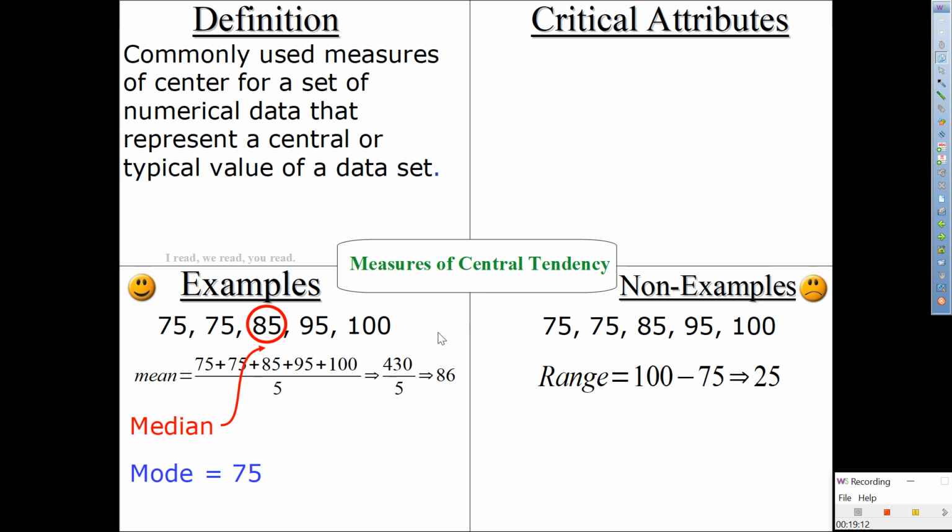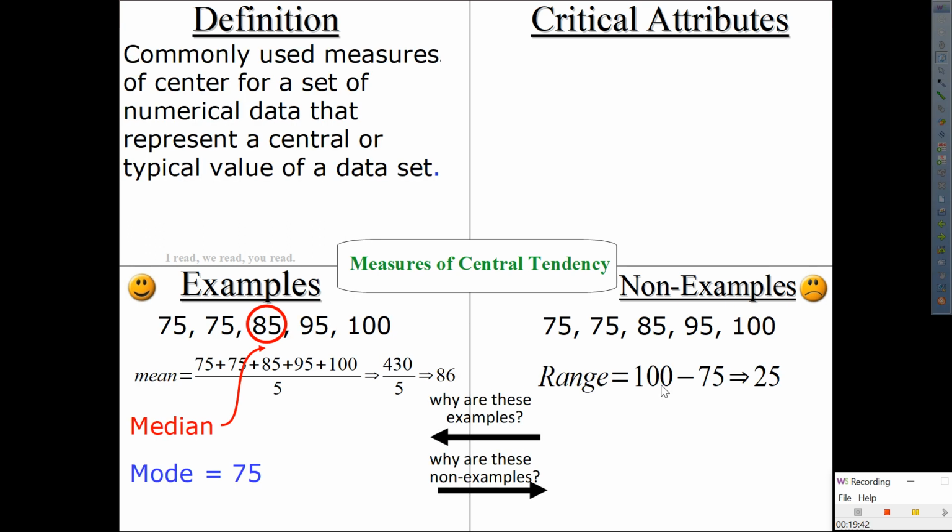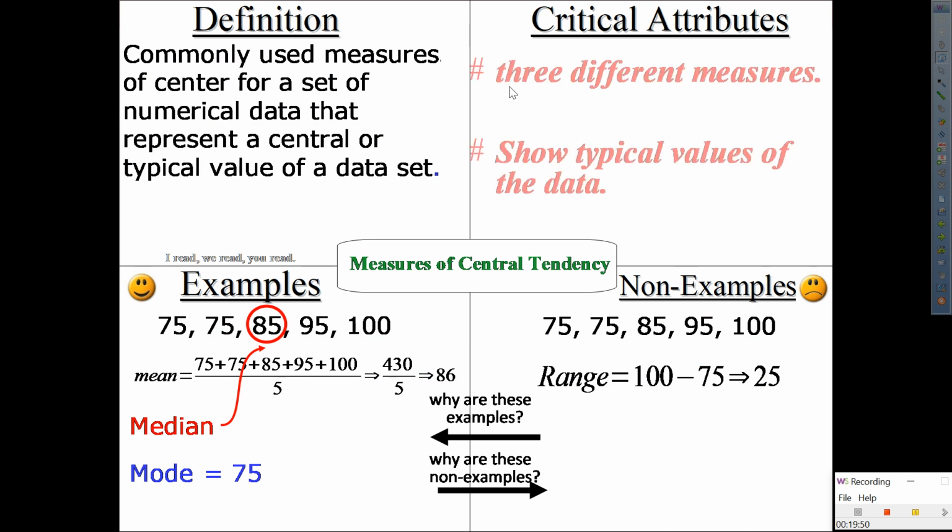All right. So now that we know what they are and what they're not, I'm going to skip the questions. I usually have people share with one another and say, why are these the examples, why are these not? So let's write some critical attributes. Hashtag 3 different measures. Hashtag show typical values of the data. You good? Yes? All right, so far, is it flowing pretty good?